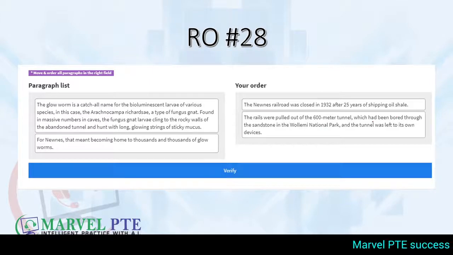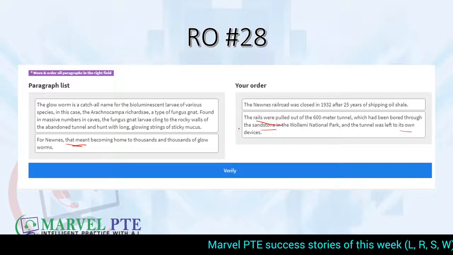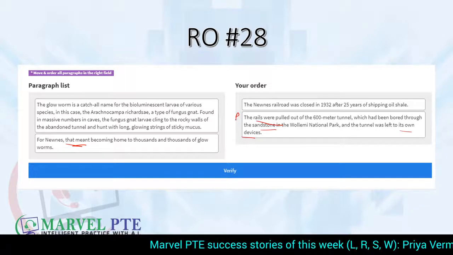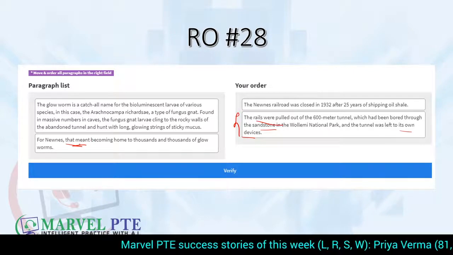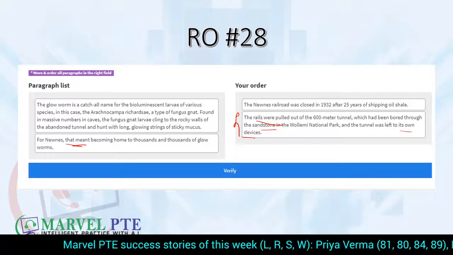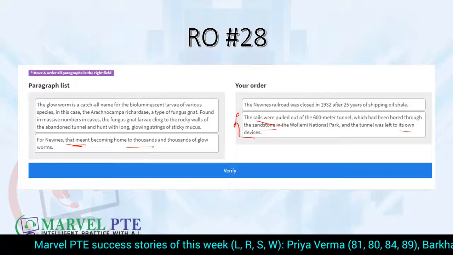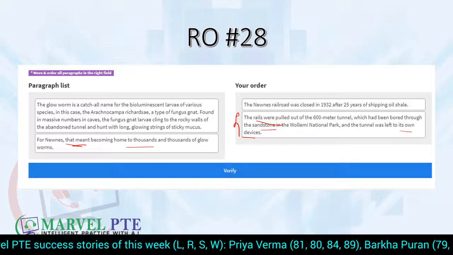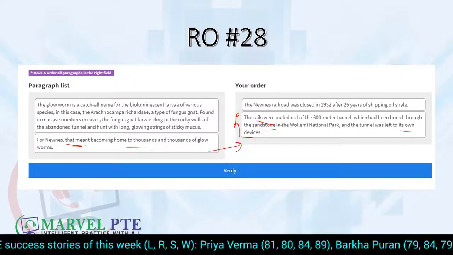Now, as a result, when the rails were pulled out and there was boring and drilling happening, and the tunnel was left to its own devices, what will happen after that? This is what has happened. So that meant the pulling out of the rails and leaving the tunnel on its own meant that the tunnel then became the house to thousands of glowworms. Okay, so that's why we are going to put it over here.